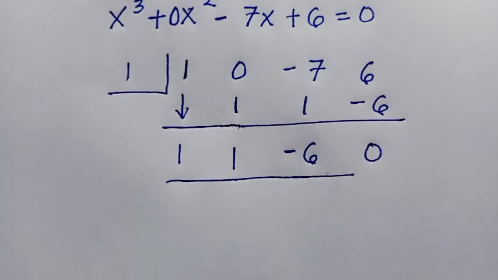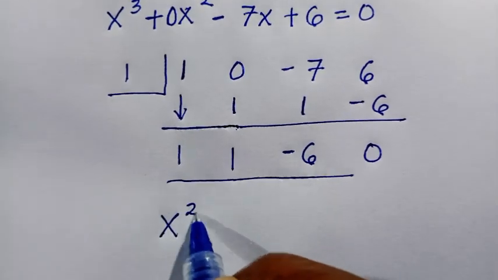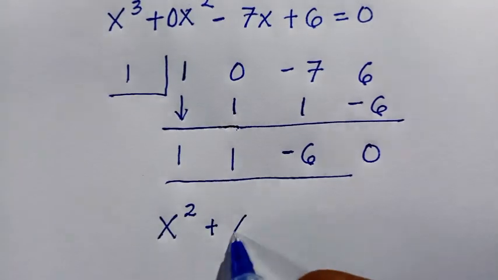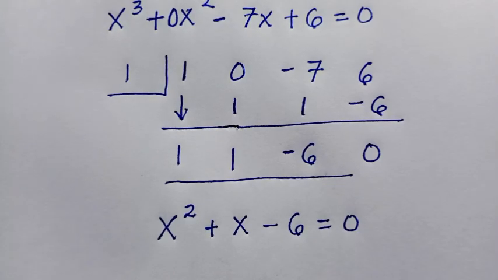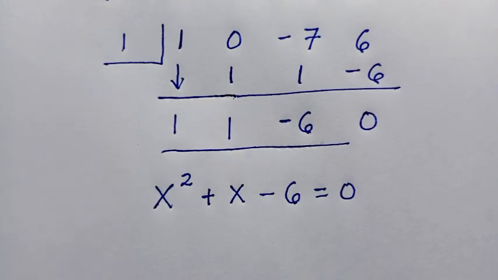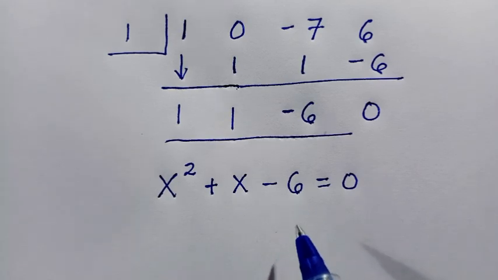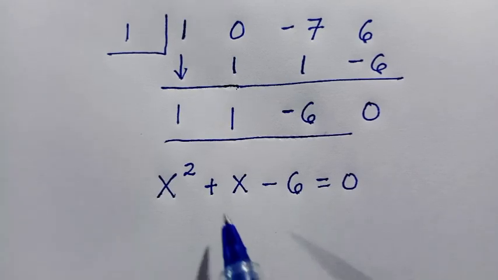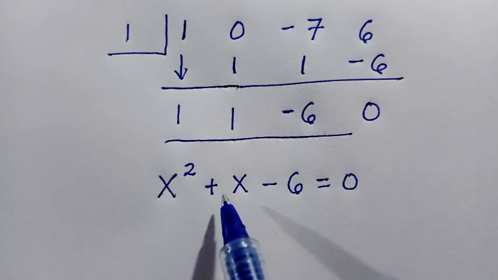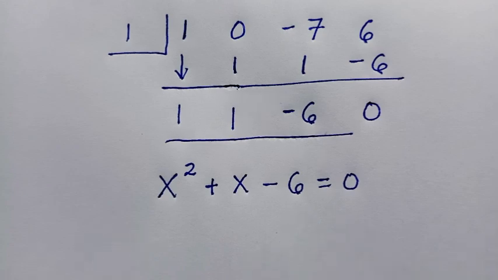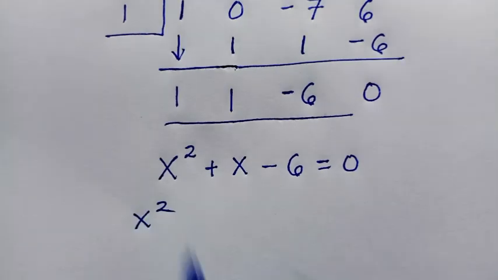We write them out with the letter x, and the coefficients give x squared plus x minus 6, everything equals 0. We can easily factorize this, as the middle term is the sum, and minus 6 is the product. What to do here is look for two numbers whose sum will be 1 and whose product will be minus 6.